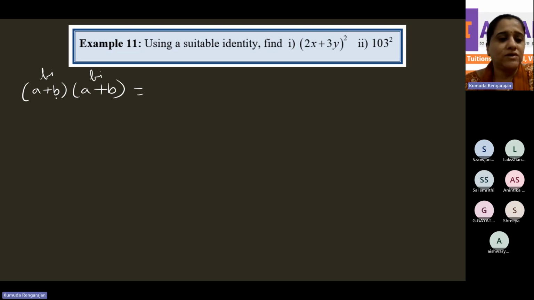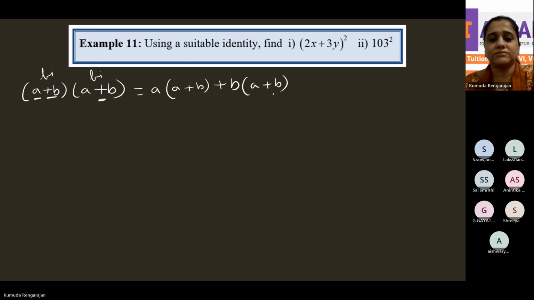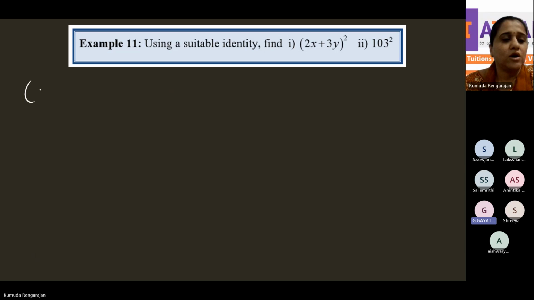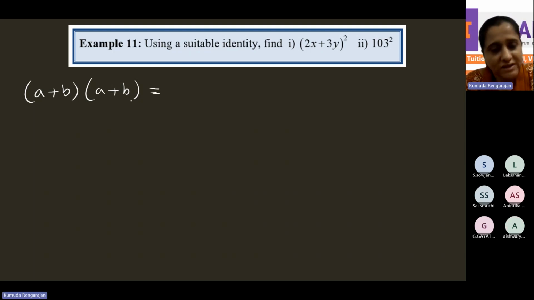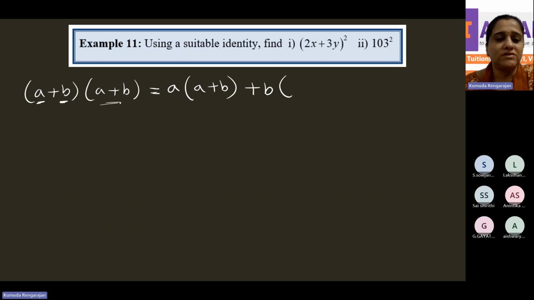So how do we multiply this? We multiply the first term a with the second bracket a plus b, and the second term plus b with the second bracket a plus b. This is the first step, right? Yes, ma'am. We're trying to multiply the binomial a plus b with itself. For that, we write the first term of the first bracket multiplied with the second bracket, and the second term in the first bracket multiplied with all the terms in the second bracket.